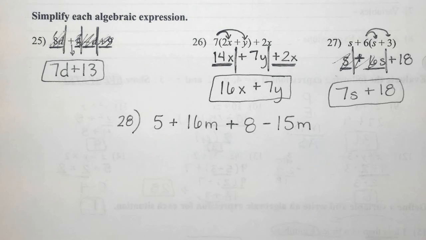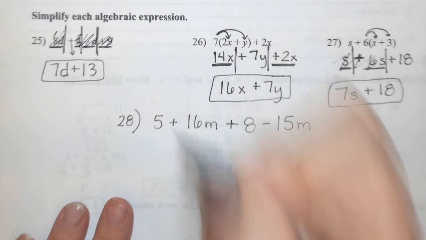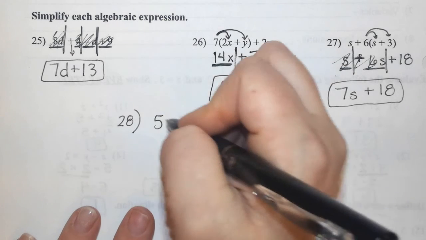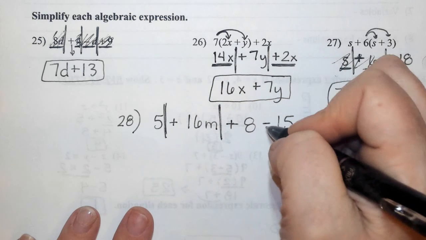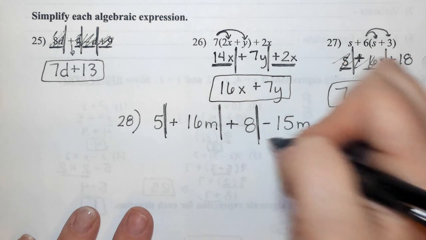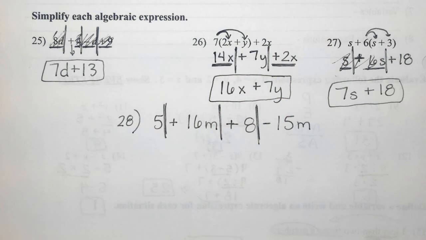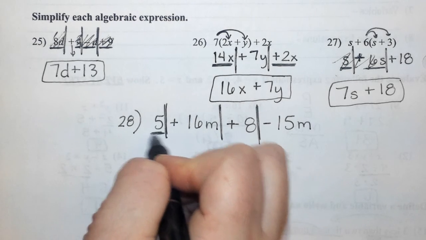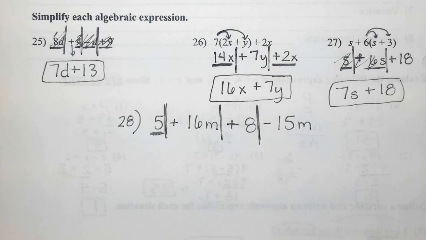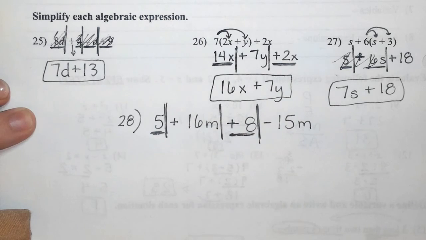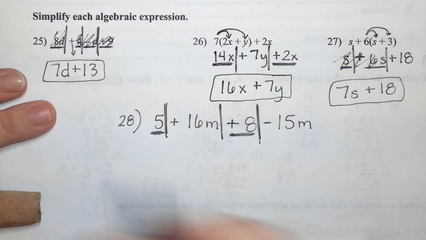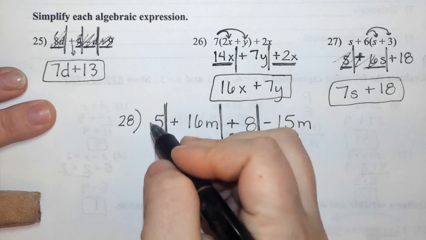All right, so we're going to start by drawing our lines. The first line goes after 5. The next one goes after 16M. The next one goes after 8. And then they're all separated. So guys, you have to start in the order because we're not changing the problem, we're just shortening it. So we're going to start with the first one. So it says 5. Can I combine 5 with anything? Yeah, it says plus 8 is also by itself. So what's 5 plus 8 give me? 13. All right, and those are gone.